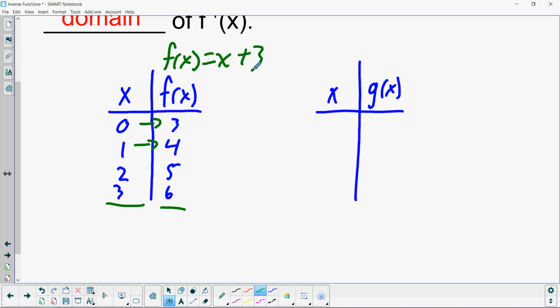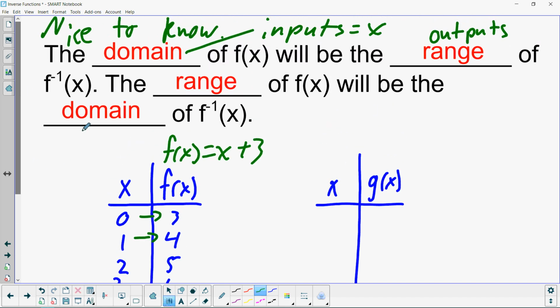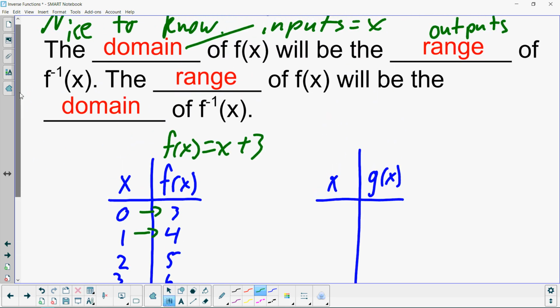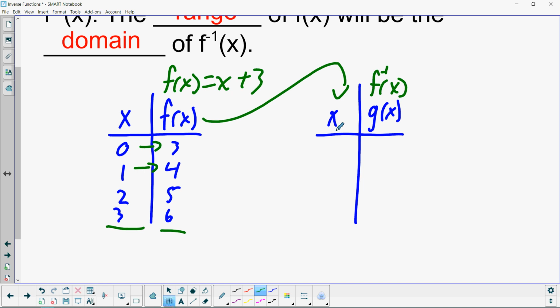What this definition up here means is if I take the range of my original function, the outputs, and use that as the inputs for its inverse, then I should get the original inputs back. So if I take my outputs, 3, 4, 5, and 6, and plug them into the inverse function, it's going to undo the adding 3, and then the outputs will be my original inputs.